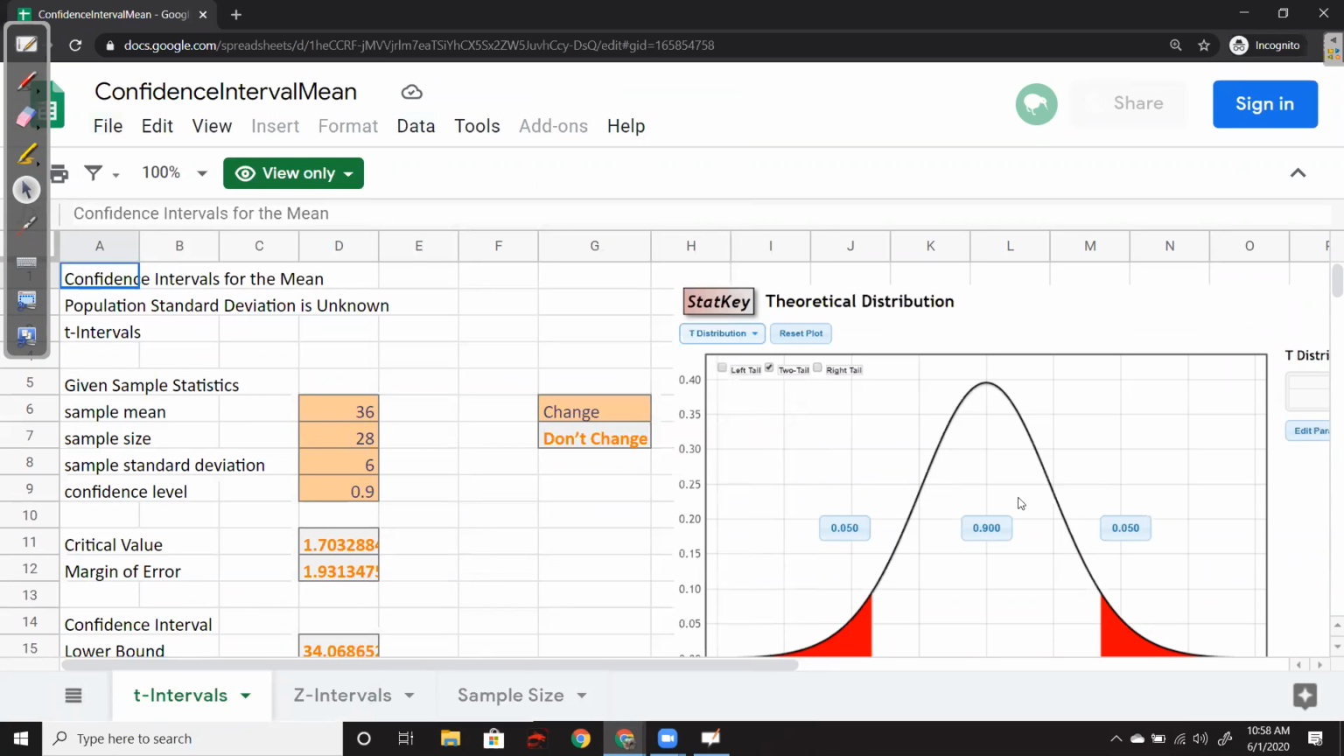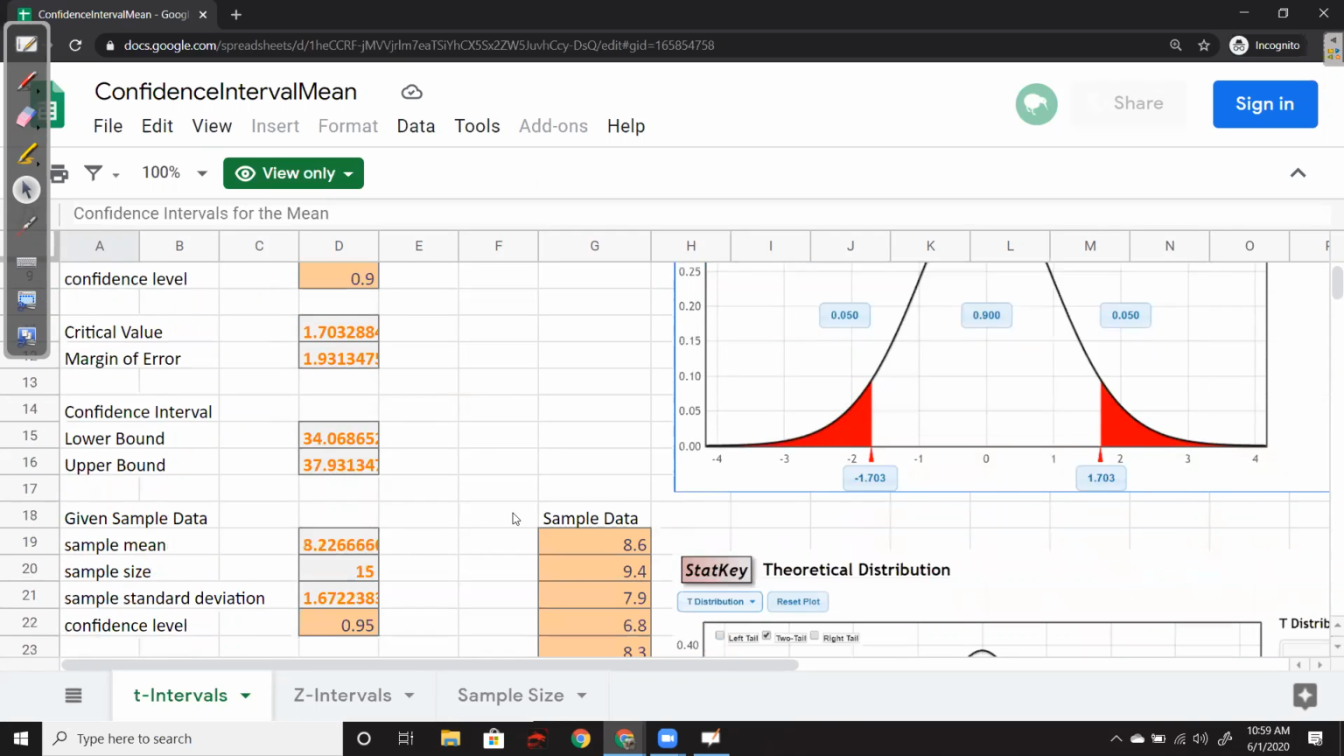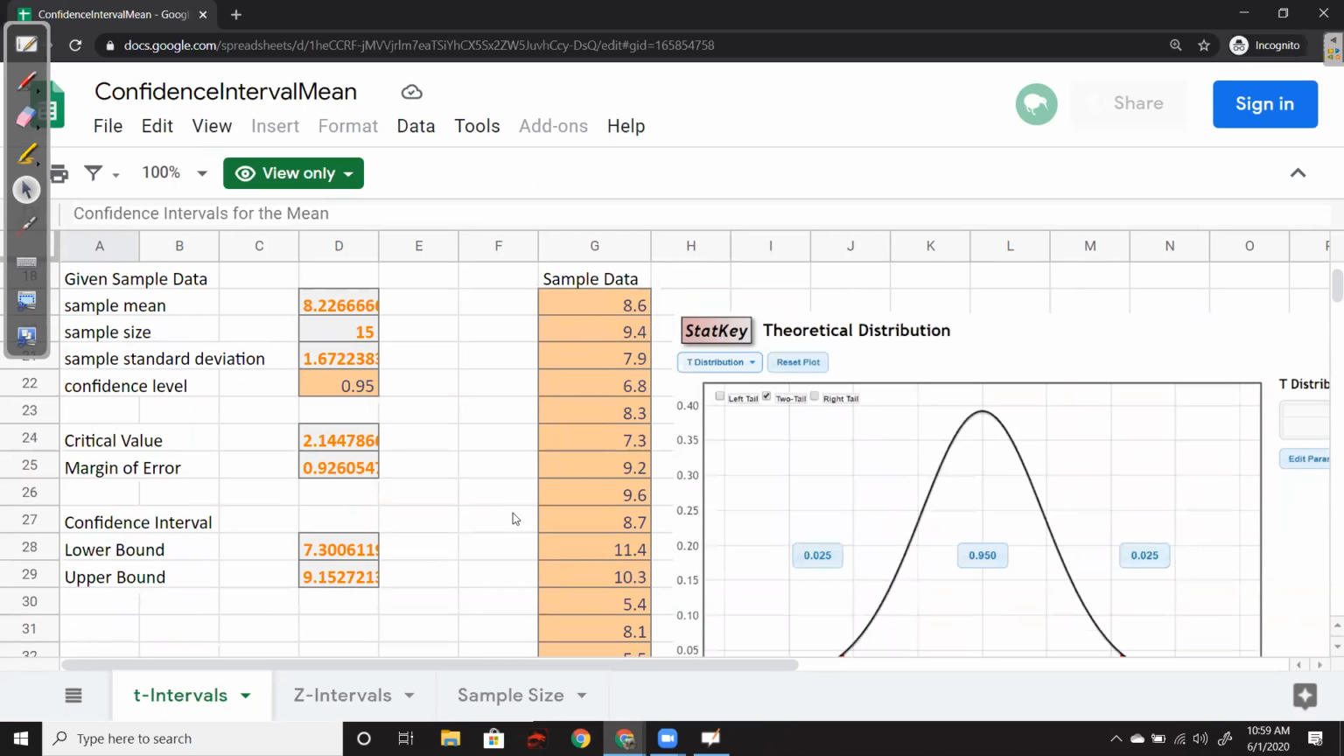This picture here is a static picture. This is a picture I screenshotted from StatKey for these numbers, so they will not reflect any numbers you change. Excel doesn't easily make graphs like this based on numbers over here, so I couldn't make that happen automatically for you, unfortunately. I wish I could. And then I give another example down here.